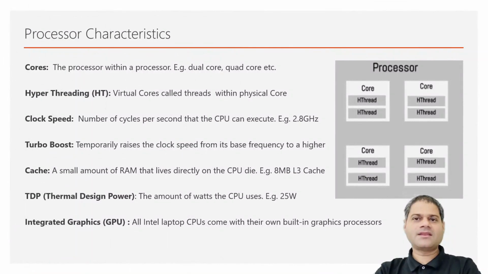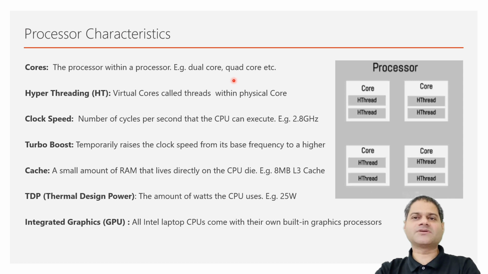Now let us talk about the processor characteristics or features. What is a processor core? That's a processor within a processor. Dual core means two processors inside one processor. Quad core means four processors inside one processor.